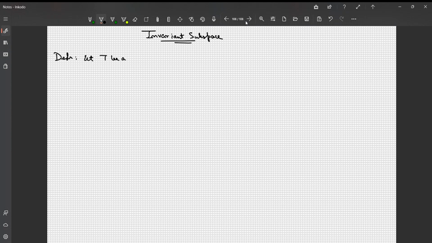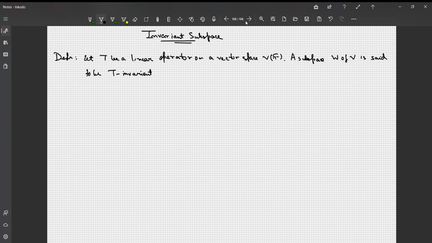Let T be a linear operator on a vector space V over the field F. A subspace W of V is said to be T invariant, or invariant under T, if for all elements alpha in W, T of alpha is again in W. That is, the image of W under T is a subset of W.